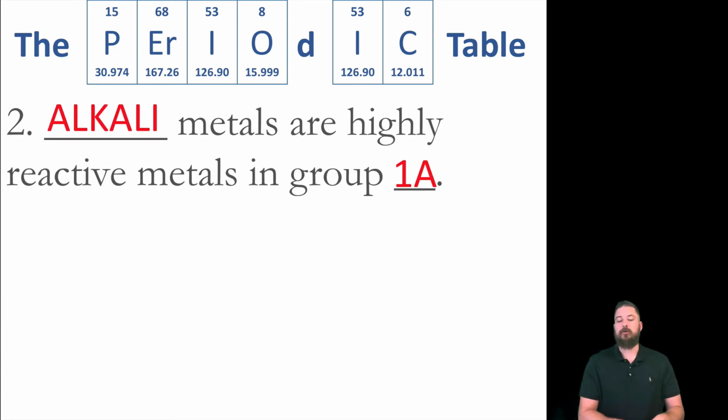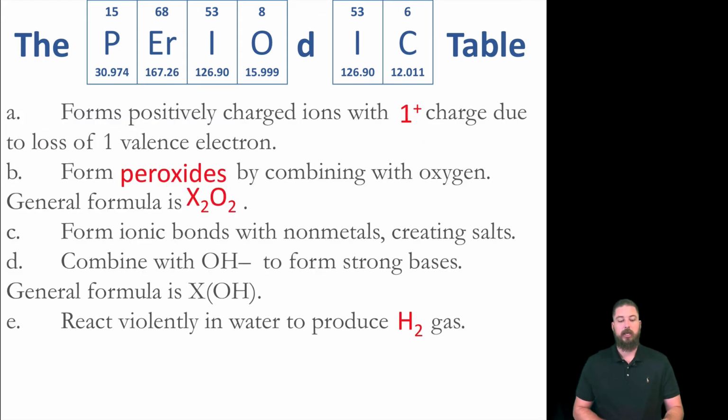Now, alkali metals are highly reactive metals in the 1A column. So the first column on the periodic table, those are alkali metals. And these are just some general properties or characteristics of those alkali metals. We'll actually get into more detail with some of this in a future unit, but they do form a 1+ charge. Again, we're going to learn about that later. They form peroxides. Again, we'll learn about that later, but essentially a peroxide makes the formula X2O2, like hydrogen peroxide is H2O2. Again, we learn that later in a future unit.